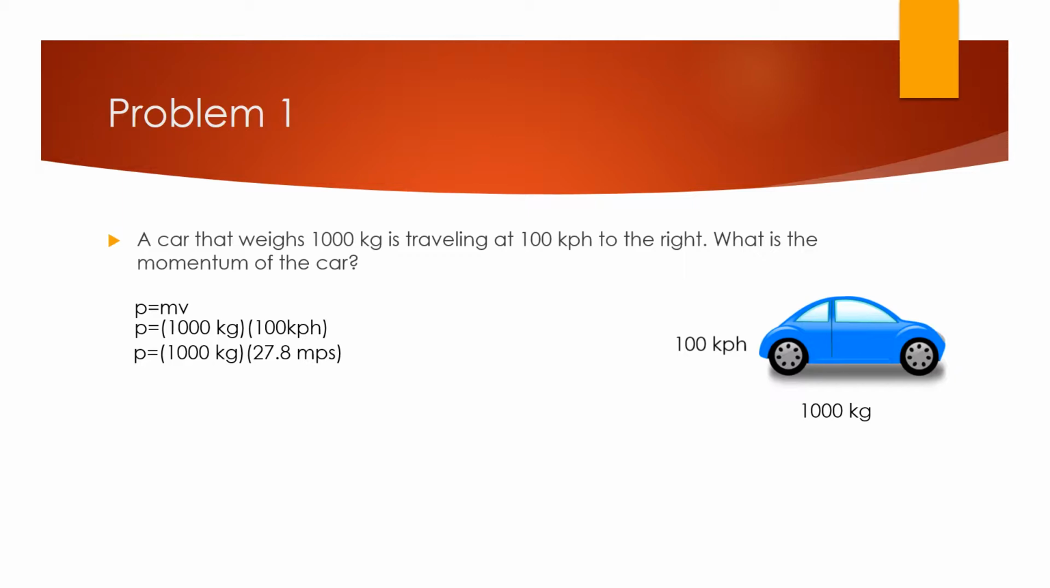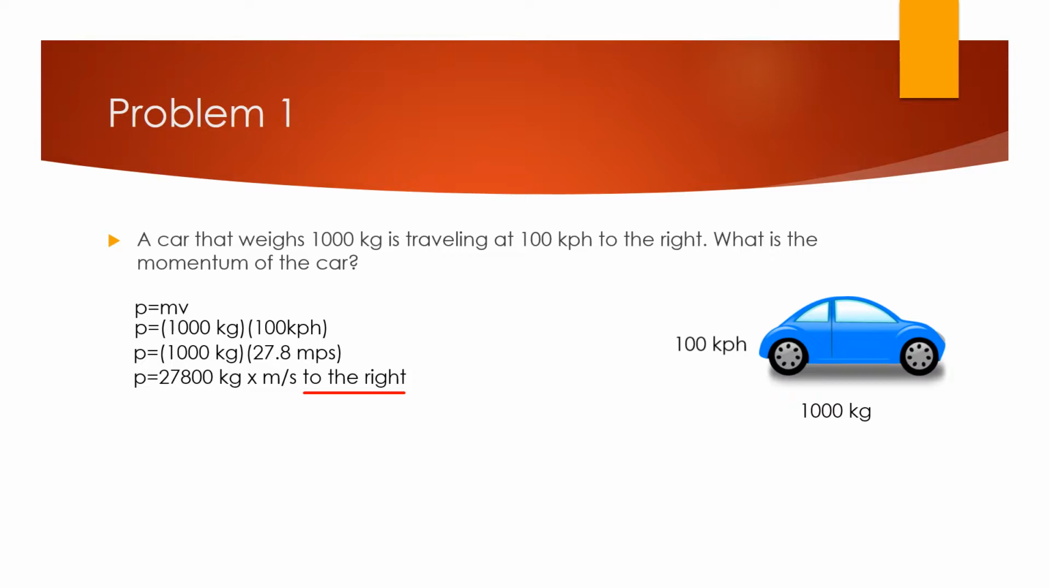When we multiply our mass, 1,000 kilograms, times 27.8 meters per second, which is our velocity, our momentum should be 27,800 kilograms times meters per second. Now, since the car is moving to the right, we have to add the direction to the answer. So let's not forget that. And there we go. We solved our first momentum problem. It seemed pretty easy, but momentum can get really hard.